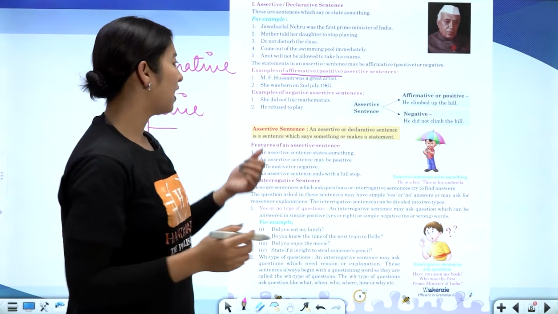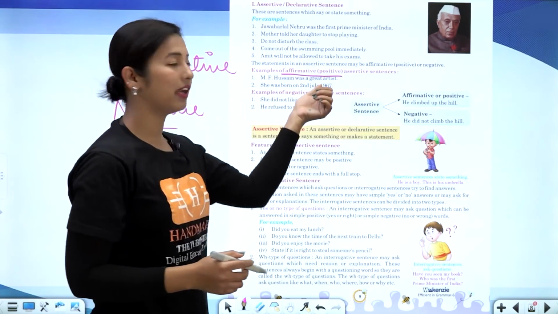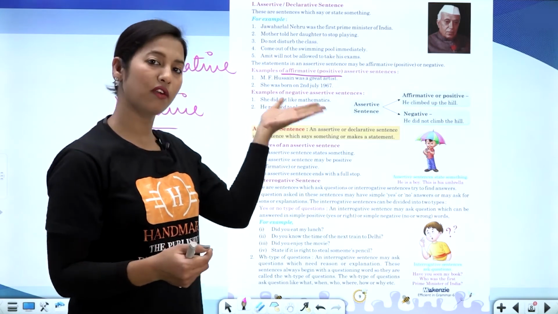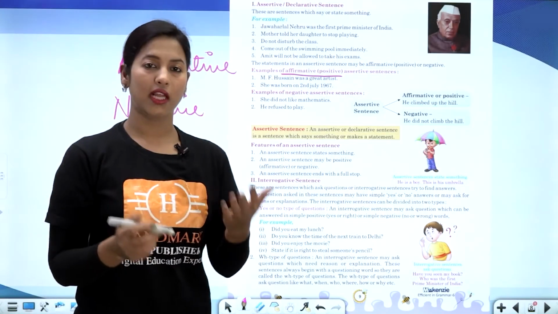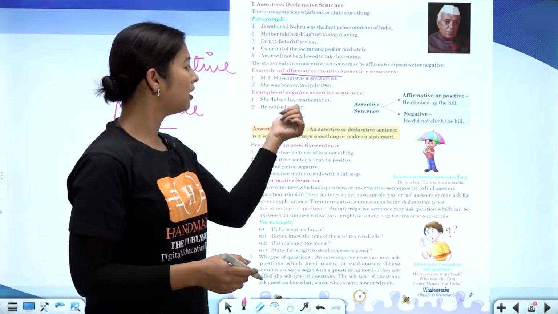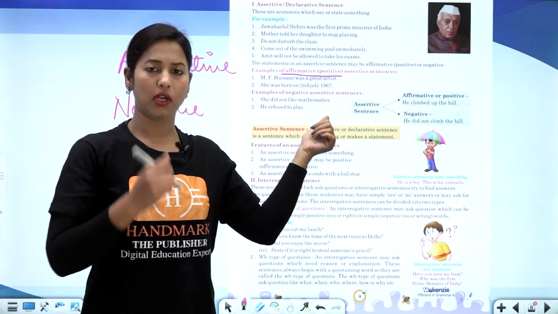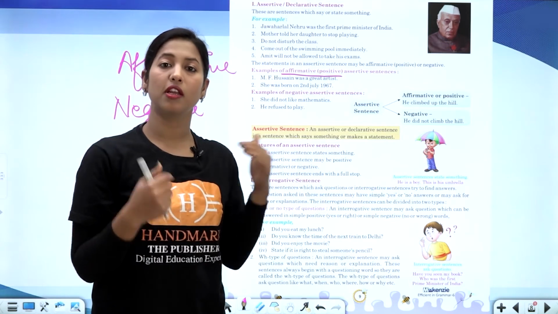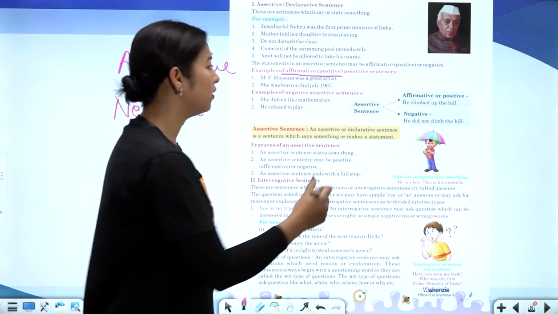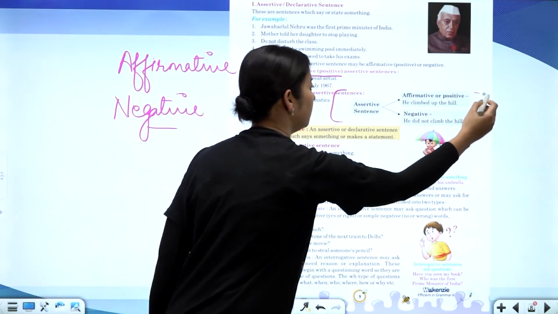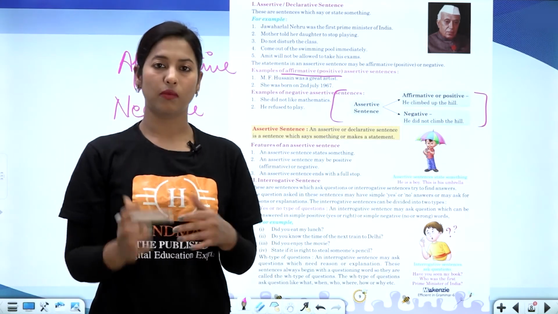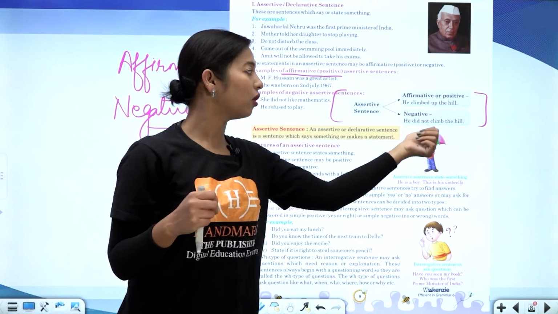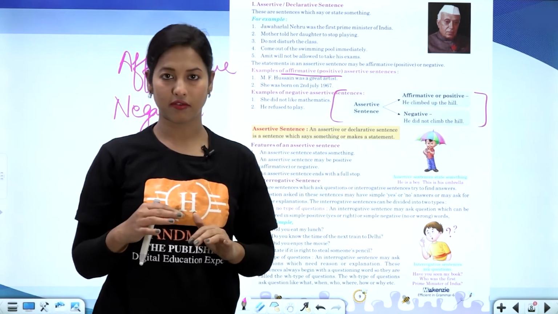For example, we have M.F. Hussain was a great artist. It is a positive sentence, that's why we call it affirmative sentence. Now the next we have is she did not like mathematics. So it is telling about the negative thing, that's why we call them negative sentences. So here you can see the classification is given here. We have one more example. He climbed up the hill is positive. He did not climb the hill is a negative sentence.